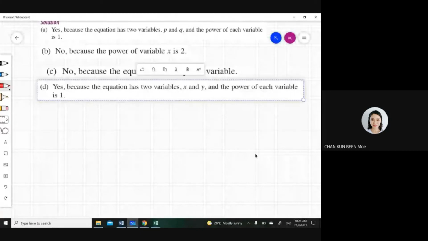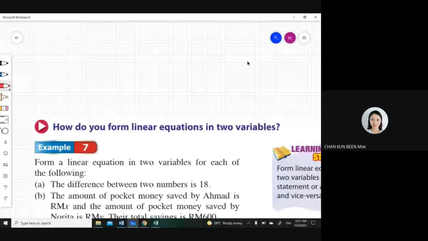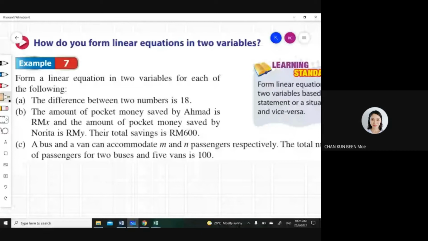Okay, so I move on now. How do you form a linear equation in two variables? Now we have to learn how to form. Dalam bahasa Melayu, form ni dipanggil apa, kelas? Bentuk. Bagus. Bentukkan linear equation in two variables. So we look at example 7 here. Form a linear equation in two variables for each of the following.